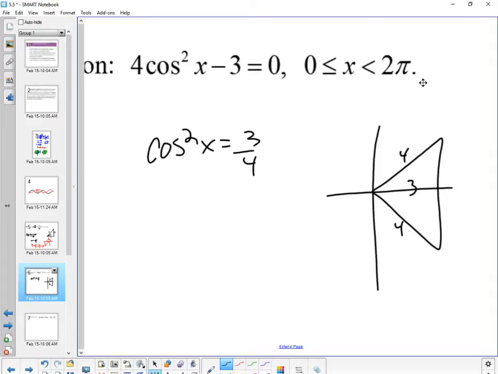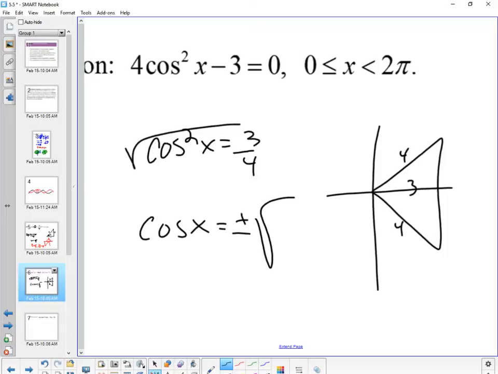But simple question: how do you get rid of a square? You would just square root it. So I square root here. That's going to give me cosine x is equal to plus minus the square root of 3 over 4. So you have that, and then it just repeats itself. What's the square root of 4? 2, so it would be the square root of 3 over 2. Yeah, there you go. So we're back to what type of triangle?